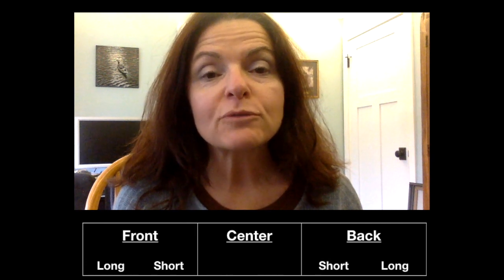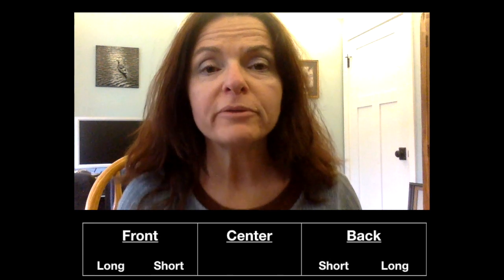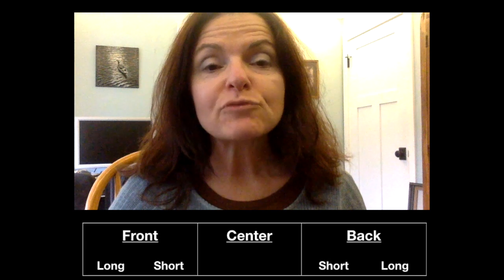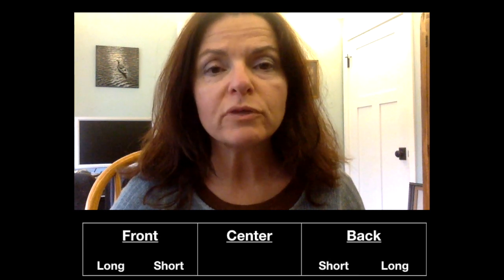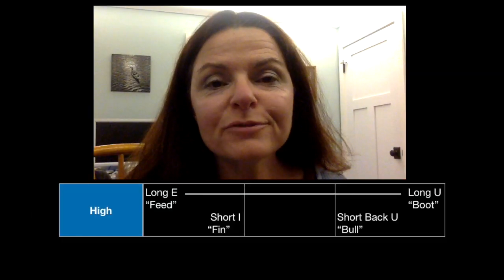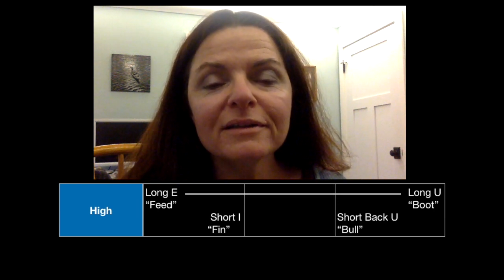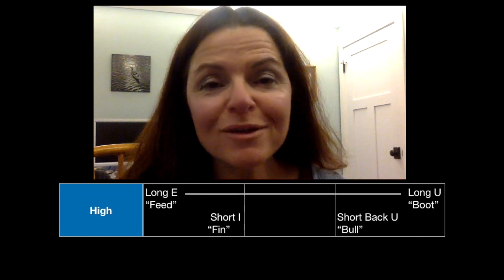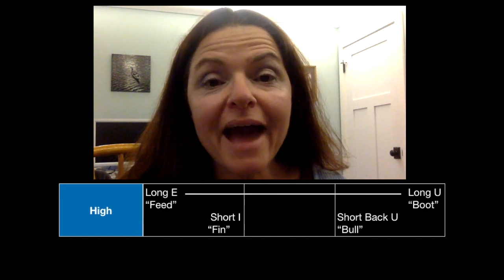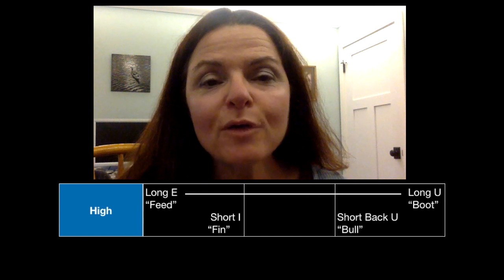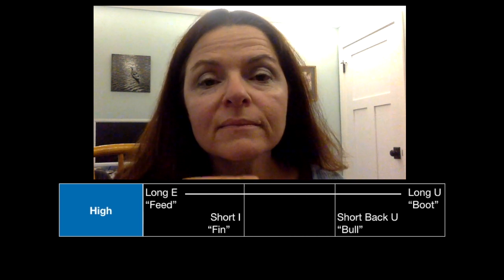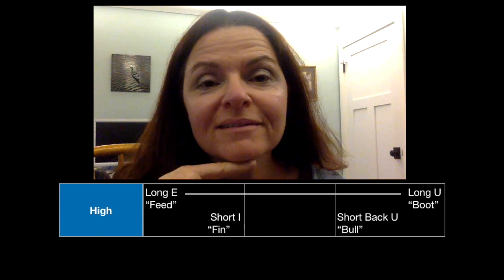The short vowels will be relaxed, meaning the tongue will be relaxed. The long vowels will be tense, meaning the tongue will be tense. The next row of the chart shows the high vowels. Remember, the chin or jaw will be very high. Long E and long U are on the same horizontal row, so that means they have the same jaw height. So I can go back and forth between them without moving my jaw.